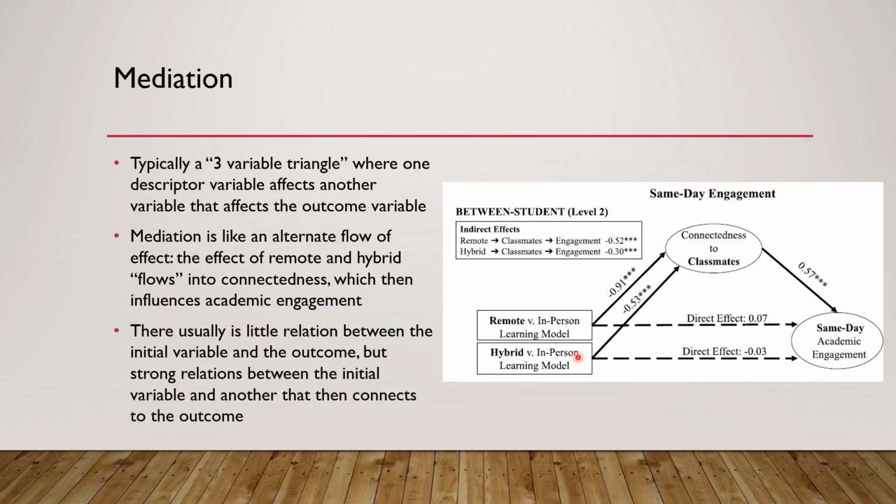One of the main indicators of a mediation is that it is an indirect effect, so the relationship between your initial variable and your outcome variable isn't really strong, but you can make a pretty direct path through another variable. This variable right up here is your mediator. It is mediating the effect of your modality on same-day academic engagement.